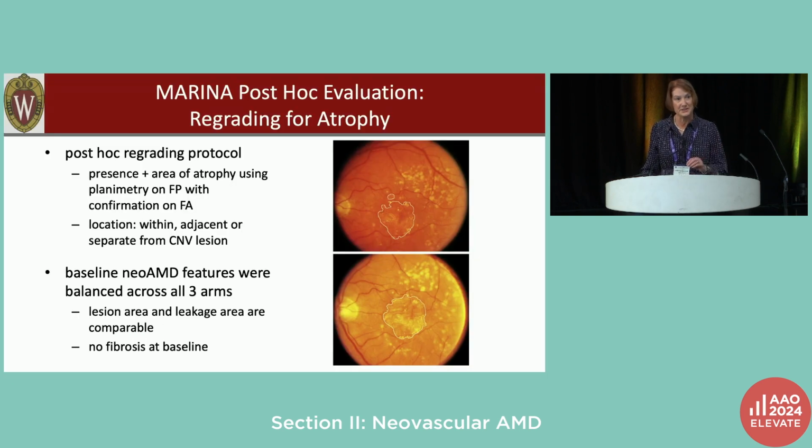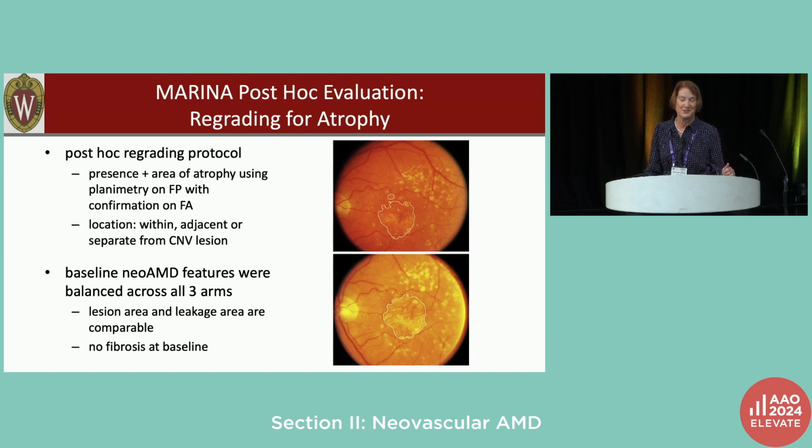MARINA then recently had a regrading for atrophy. Post hoc regrading protocol looked at atrophy by using planimetry, the area and presence of atrophy. Fluorescein was used to confirm. The graders also at the University of Wisconsin looked at the location, whether that was within, adjacent, or separate from the CNV lesion. And at baseline, before anyone had treatment, there was a balance across all three arms. The lesion area and the leakage area were comparable. There was no fibrosis at baseline and no atrophy.